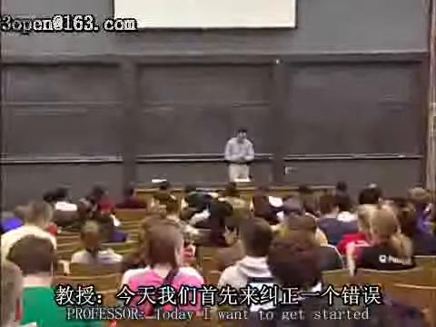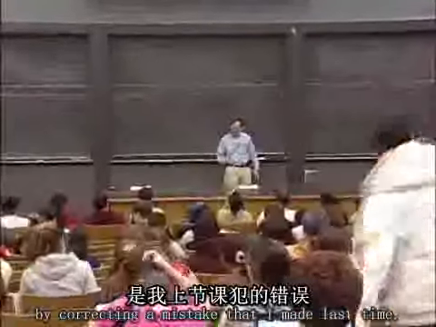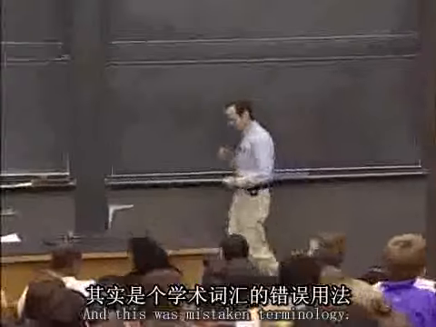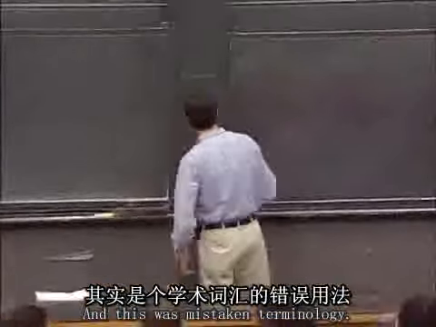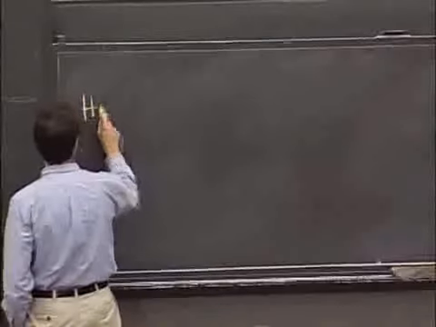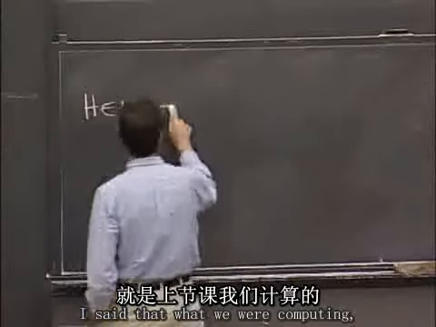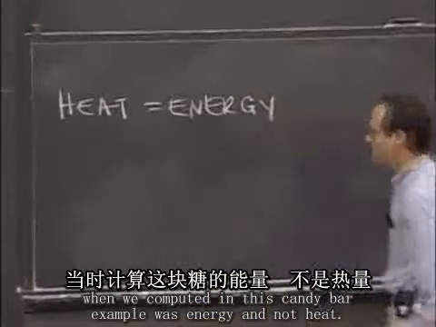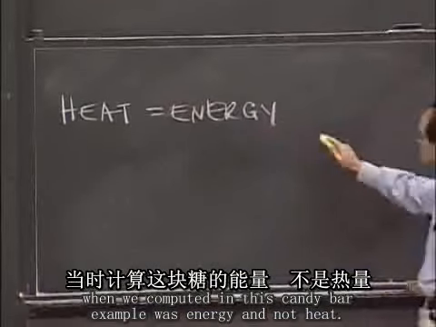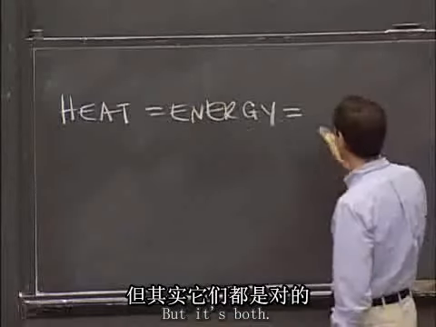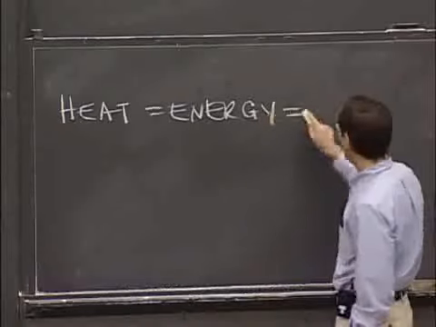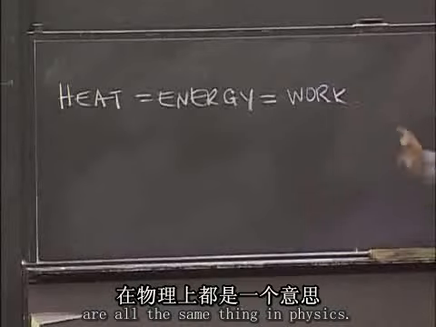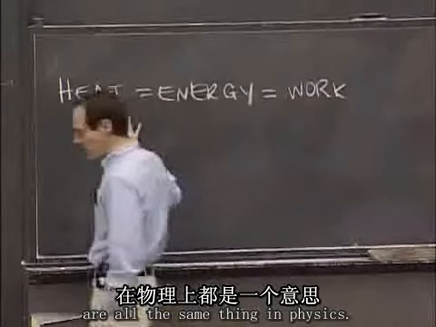Today, I want to get started by correcting a mistake that I made last time, a mistake in terminology. I said that what we were computing in this candy bar example was energy and not heat, but it's both. They're the same thing. In fact, energy, heat, and work are all the same thing in physics.